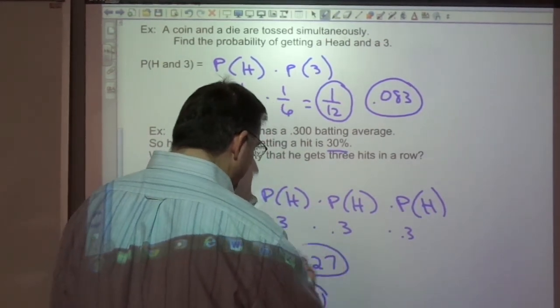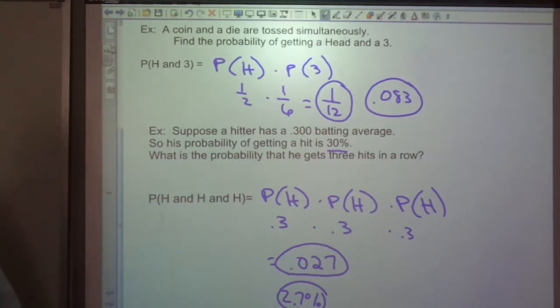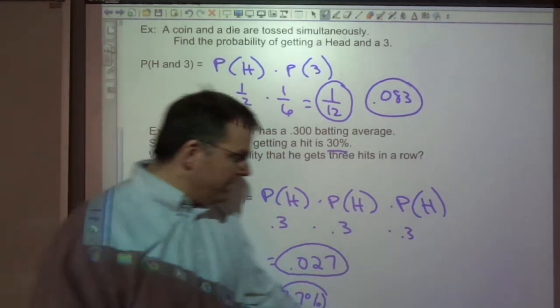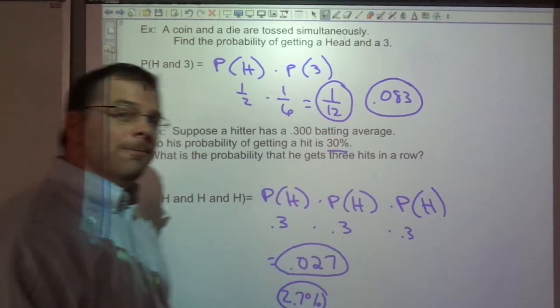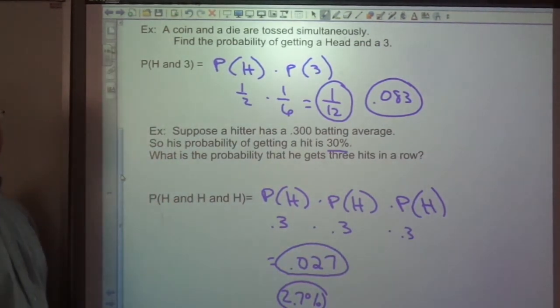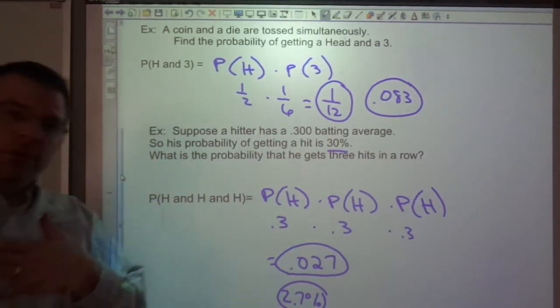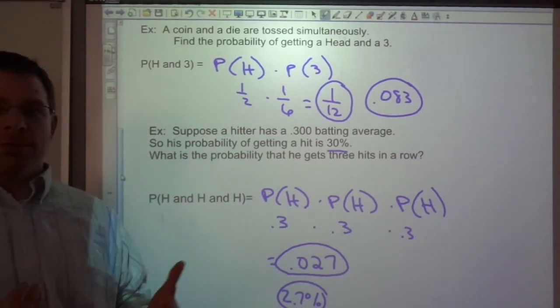So even a 300 hitter who's pretty good, if he goes 3 for 3, you think, what are the chances of that happening? Only a 2.7% chance. It's pretty unlikely that he's going to do that. That's how it works with independent events. If we can find that they don't affect each other, then we just multiply them.